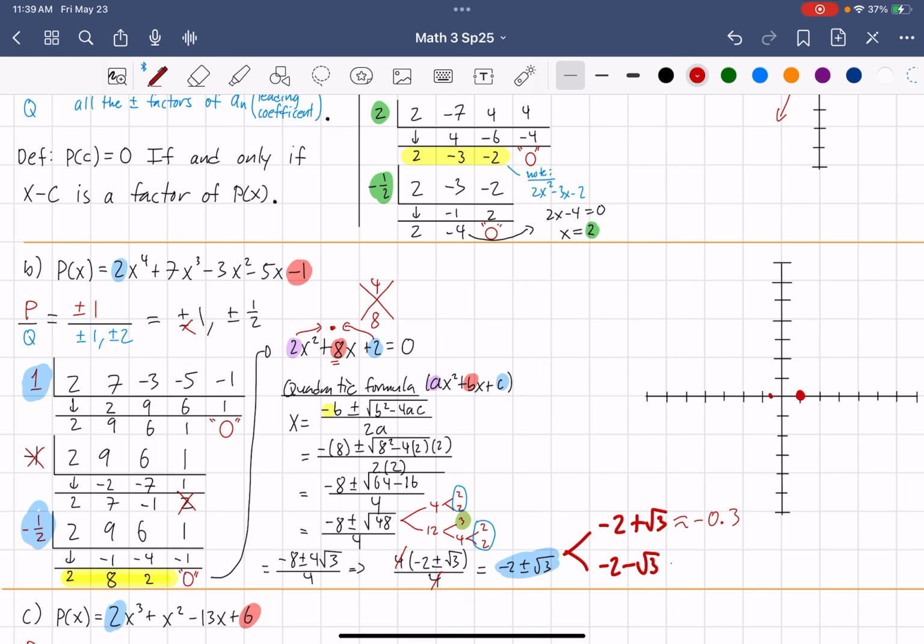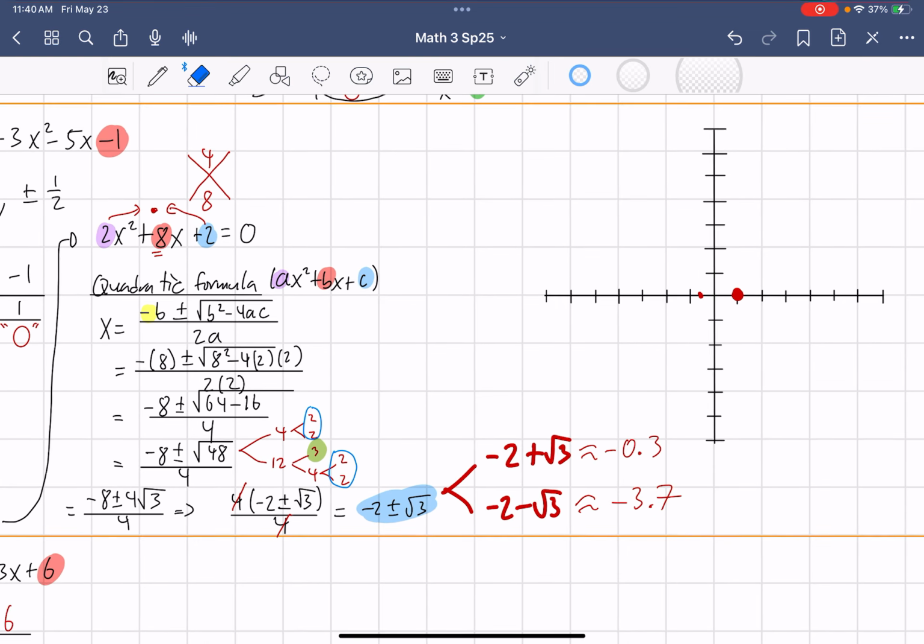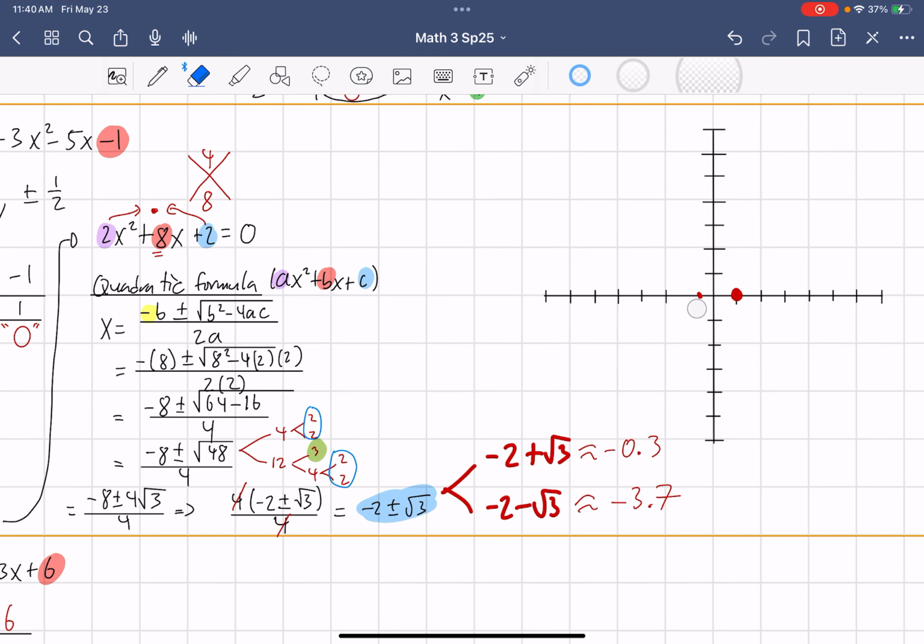And then this next one is negative 3.7, which makes these points here. I'm actually going to erase it. I'm going to make this a little bit wider, just because we need the room.